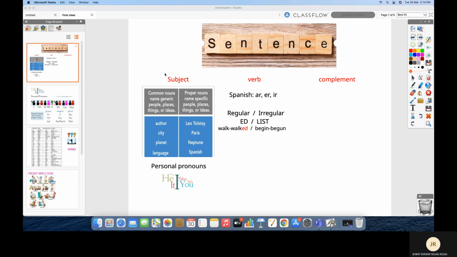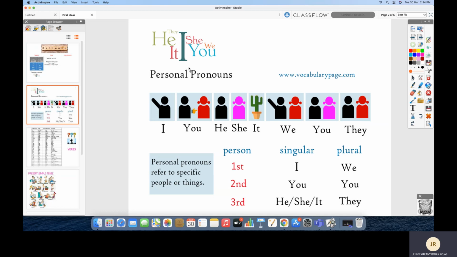But in the first place, also we can use personal pronouns. We have here I, she, we, you, they, it. Entonces también podemos utilizar personal pronouns. Entonces vamos a mirar los personal pronouns here. I have a picture for every single personal pronoun, just to expand our ideas about the personal pronouns.